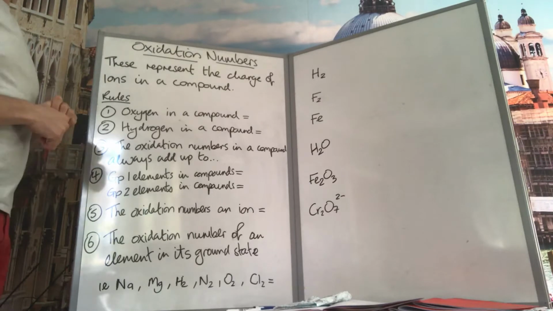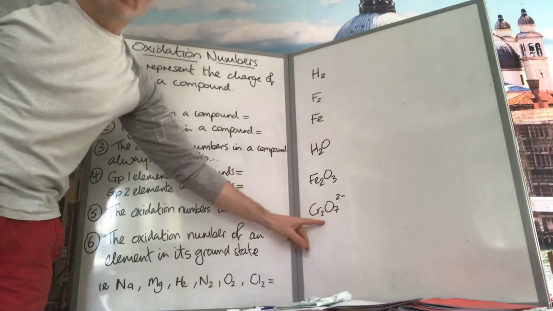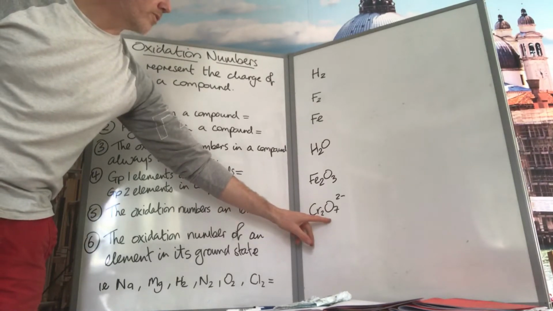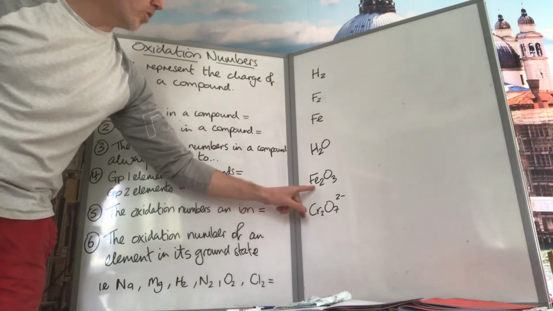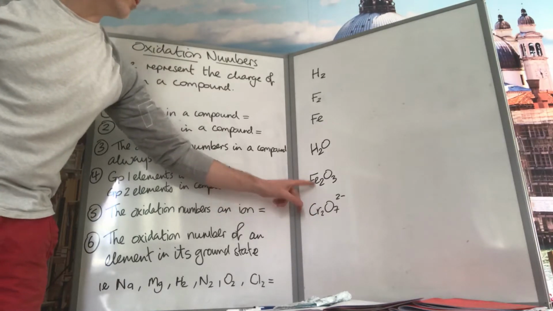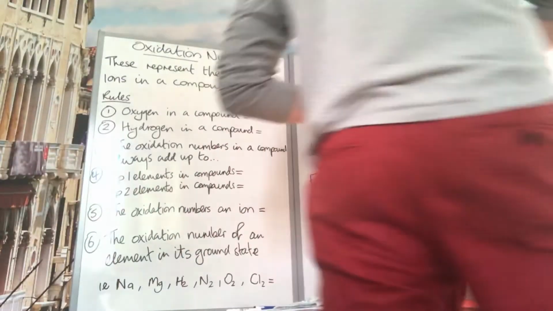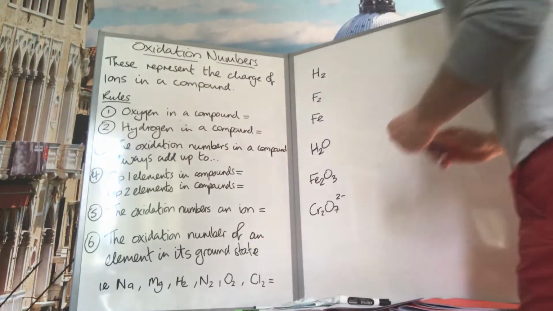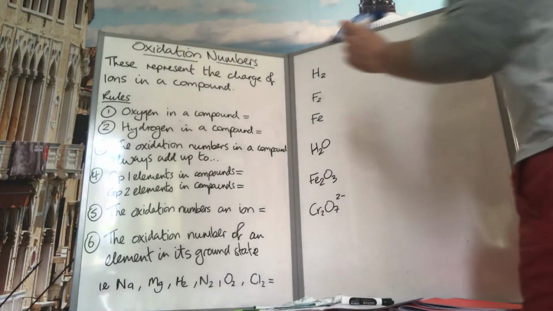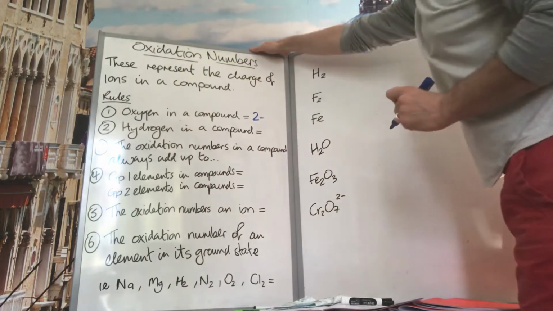In the exam, you'll be given a compound, or you'll be given a big ion, something like this, and you'll be asked to work out what the oxidation number of, say, chromium is in this ion, or iron in this compound. Okay? So to be able to work that out, we need to apply these rules. You won't need them all to work them out necessarily, but we'll need some. So oxygen in a compound. Wherever oxygen is in a compound, its oxidation number will always be 2 minus.